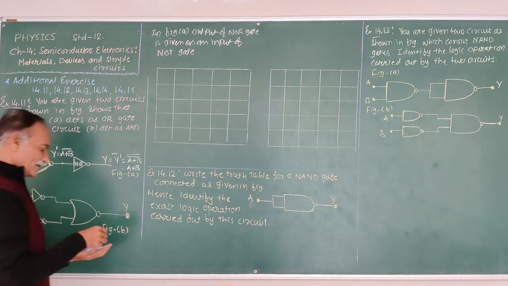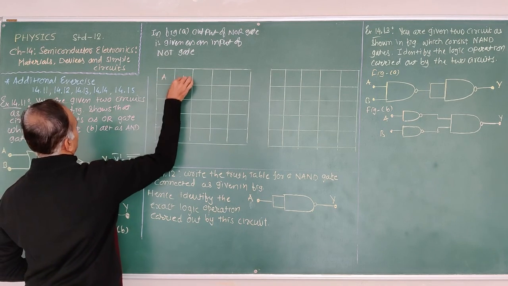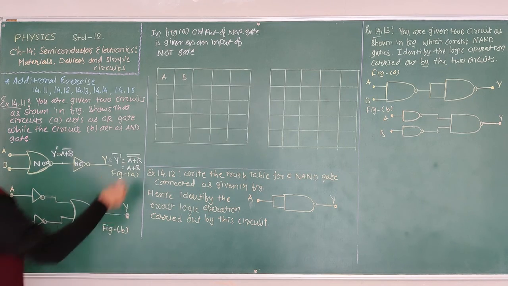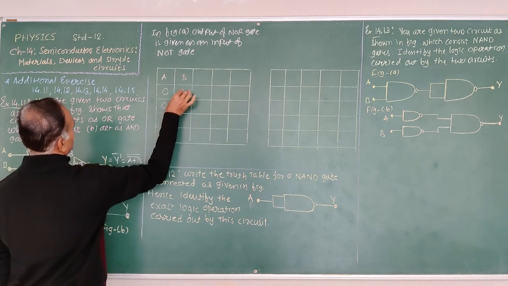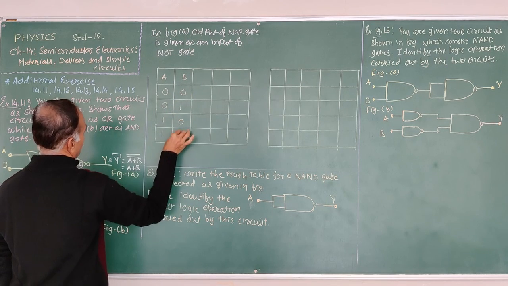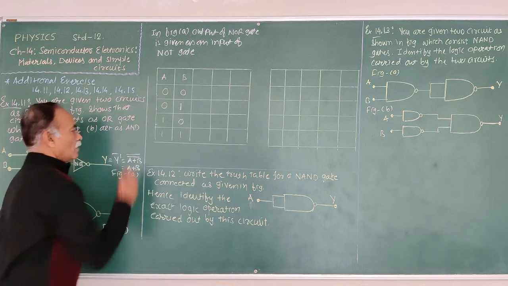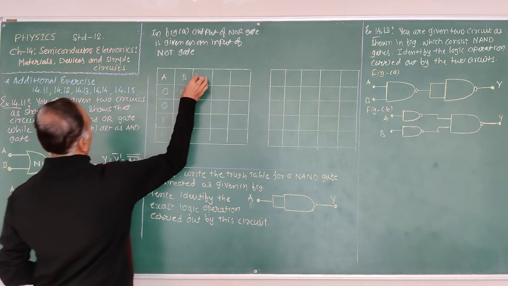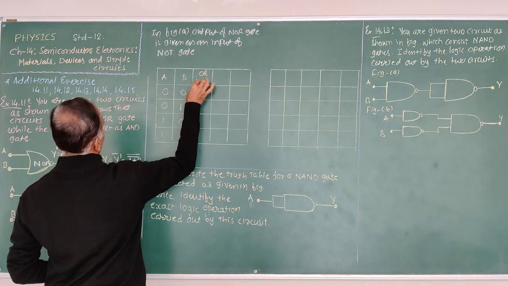Now we prepare the table for this. So A and B are the inputs. Here the two inputs are not mentioned, so we consider them this way: 0, 0, 1, 1 and 0, 1, 0, 1. Right? Okay. Now first we prepare the truth table for the OR gate. OR gate is A plus B.